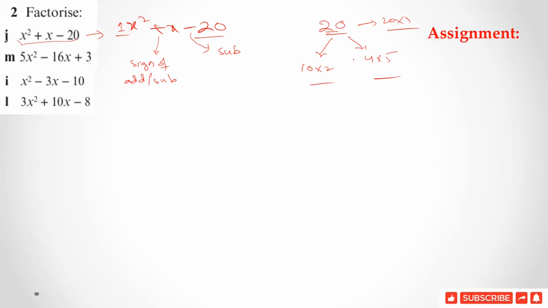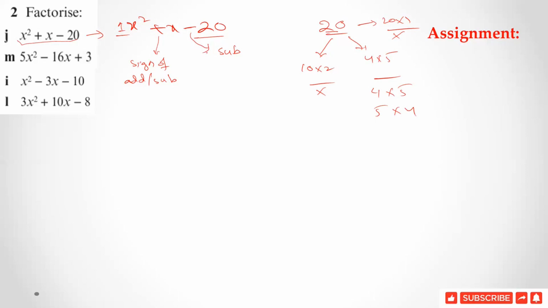So now I check: 10 minus 2 will be 8. This is not recommended. 20 minus 1 is 19. This is not recommended. We need 1 only, because the middle term is required, plus 1. So 4 times 5, or 5 times 4, we get 20. But which one? It should be positive.